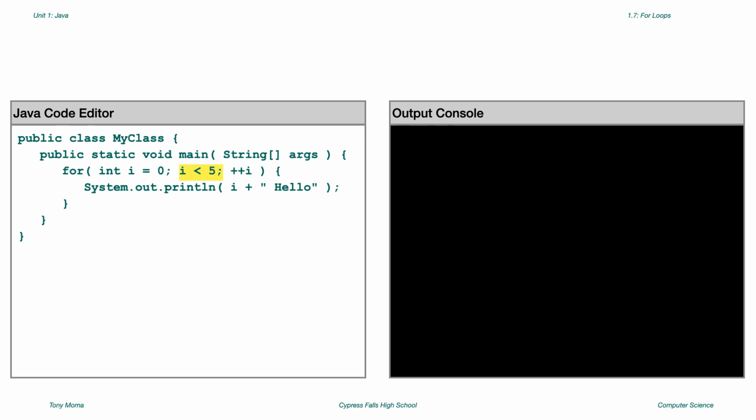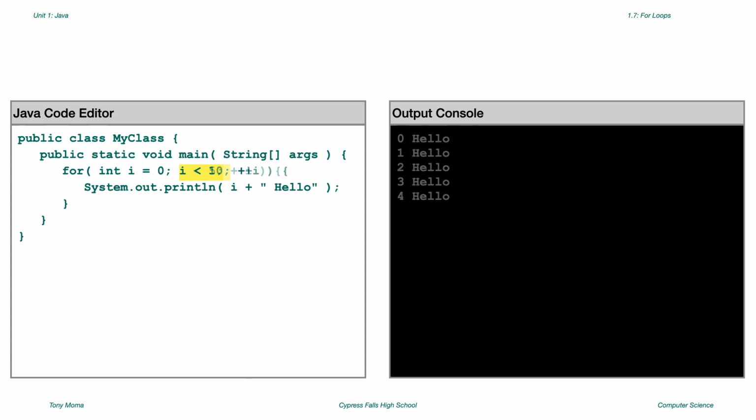Now consider this for loop example where we change the loop condition to i is less than 5. Everything else is kept the same. So when we execute this for loop, first 0 hello gets printed out, then 1 hello, then 2 hello, 3 hello, 4 hello, and then that's the end of the for loop, since after that iteration, i will become equal to 5, thus making the loop condition false.